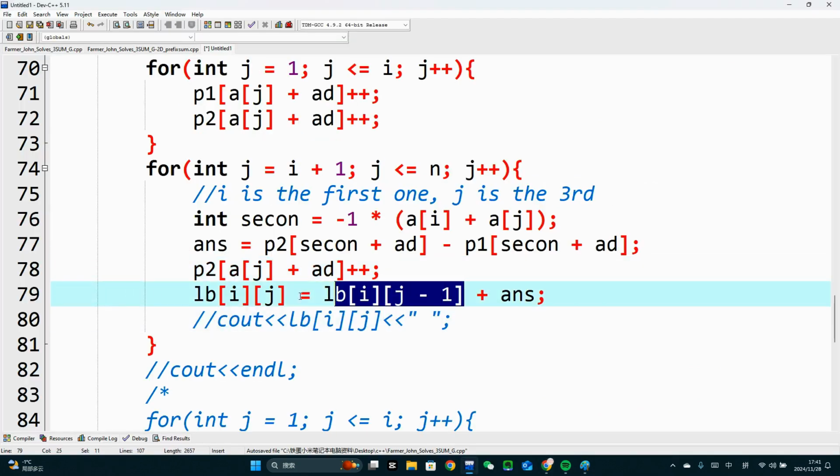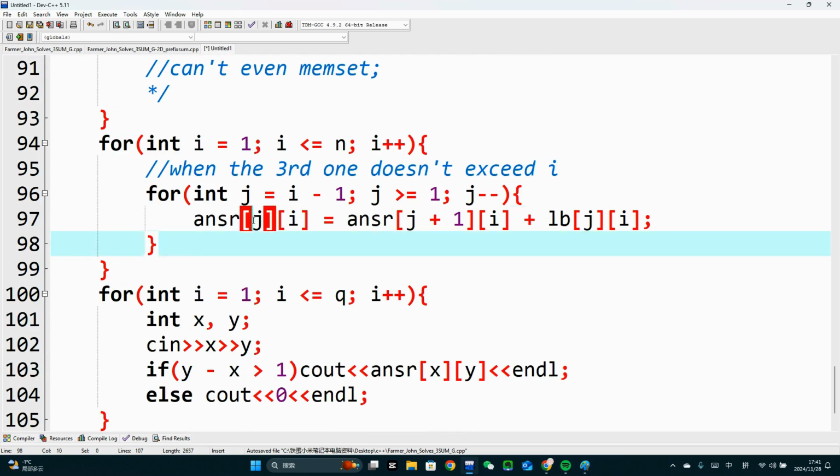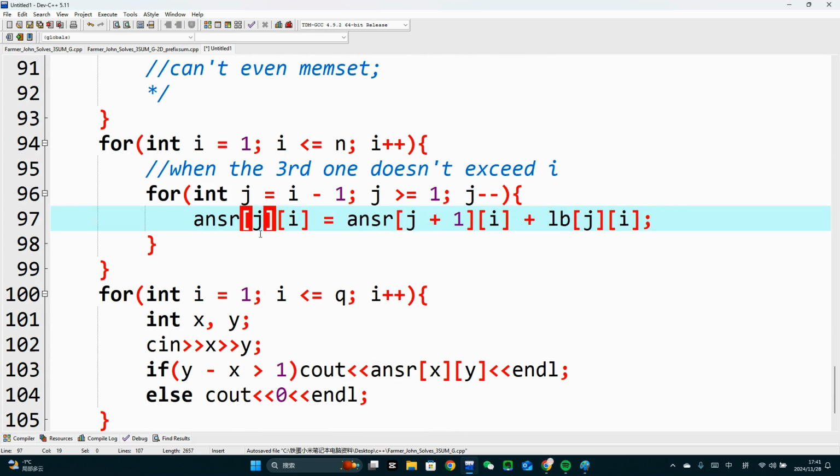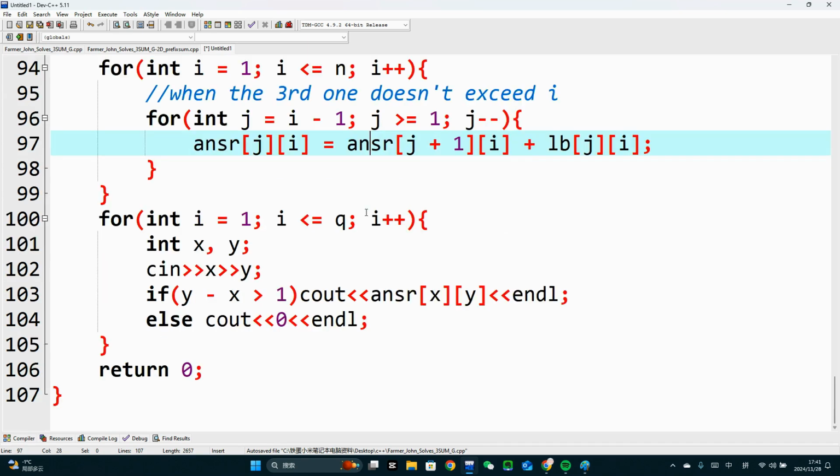So then I use two other arrays. LB means when the first point is still fixed, but the third point is flexible, which means as long as the third point is less than or equal to j, then this triplet is deemed legal. And answer R represents the true answer, where the first and third points are both not forced. i just means the first point has to be greater than or equal to i, and j just means the third point has to be less than or equal to j. So this algorithm will give the correct answer.